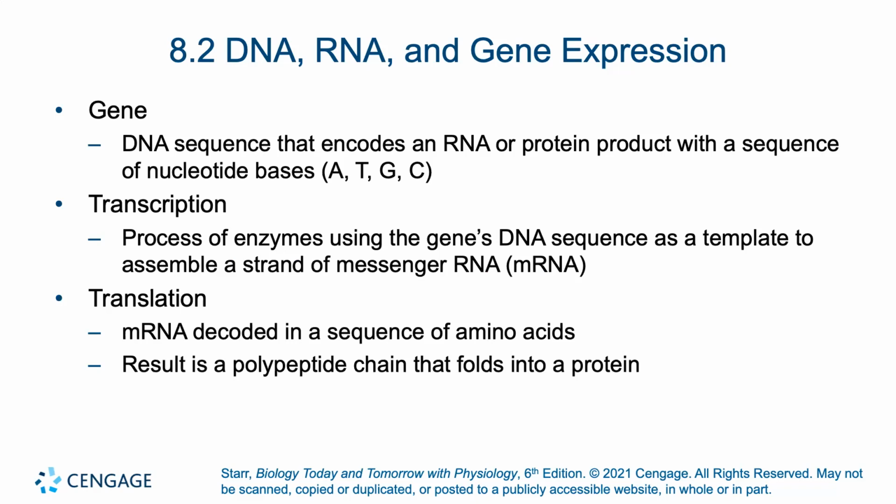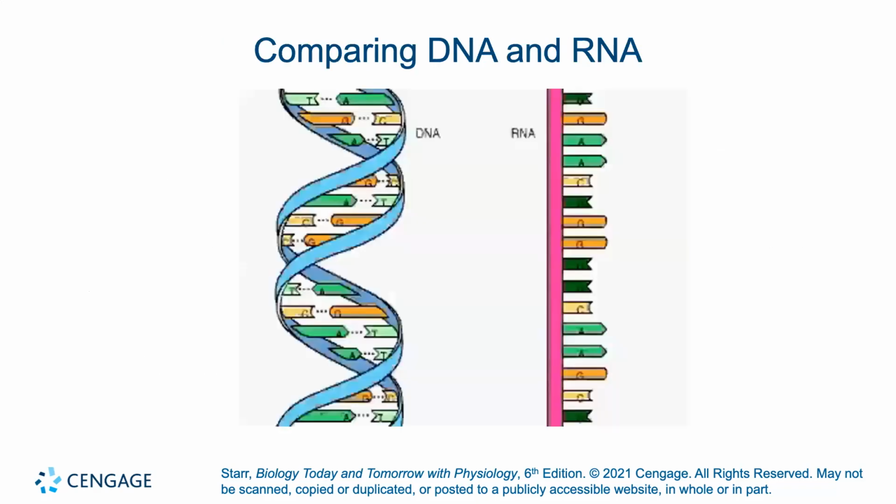Now, an important point. Remember that we talked earlier about the fact that there are two basic types of cells: prokaryotic cells and eukaryotic cells. In prokaryotic cells, transcription and translation happen simultaneously in the cytoplasm. In eukaryotic cells, transcription happens in the nucleus and translation happens in the cytoplasm. So it's a very important distinction to make. Let's take a look at DNA and RNA and revisit some of these things.